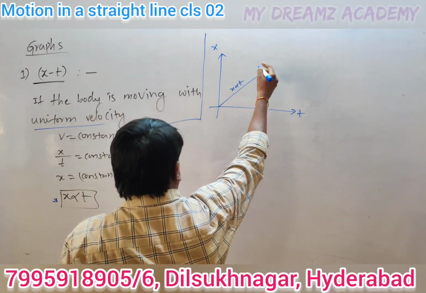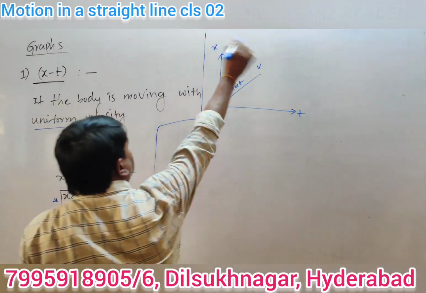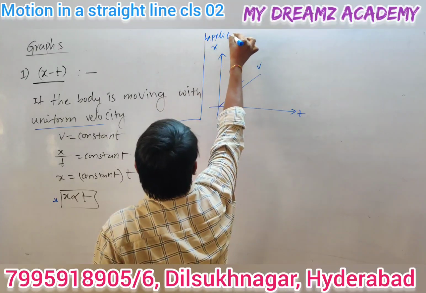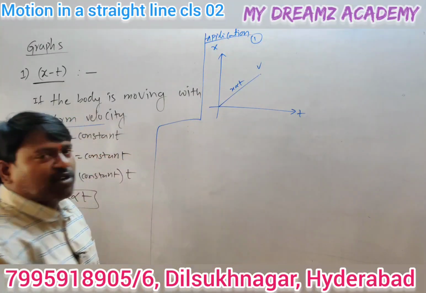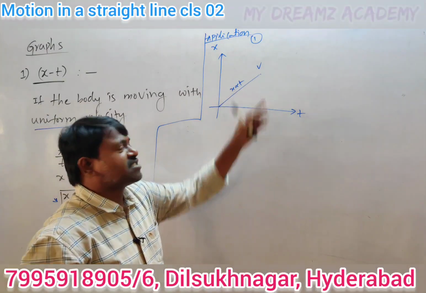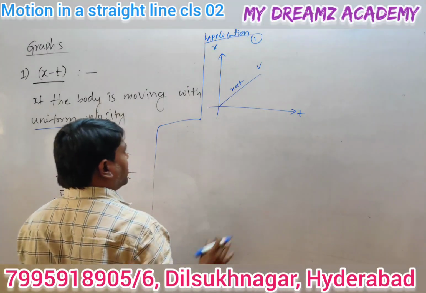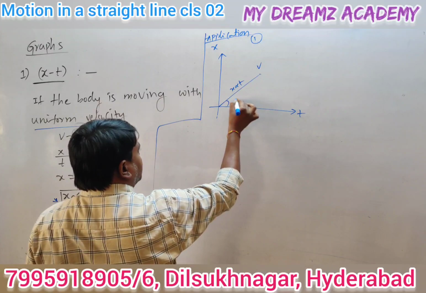Suppose the body is moving with velocity v. Now consider the slope of this curve. Application 1: if the body is moving with uniform velocity, x is directly proportional to t, and we get a straight line from the origin. Suppose this line makes an angle theta with the horizontal axis.